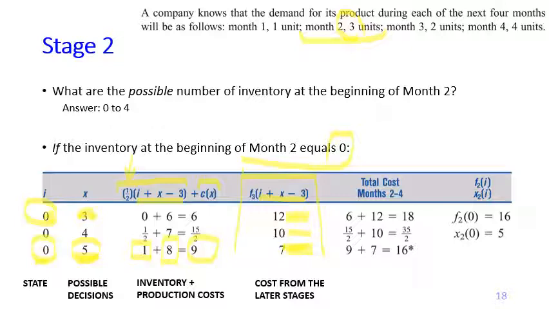And then you take the sum of the cost from this stage and the later stage such that you may get the conclusion. The best cost is $16. The best decision is producing 5 units if at stage 2 you begin with 0 inventory.